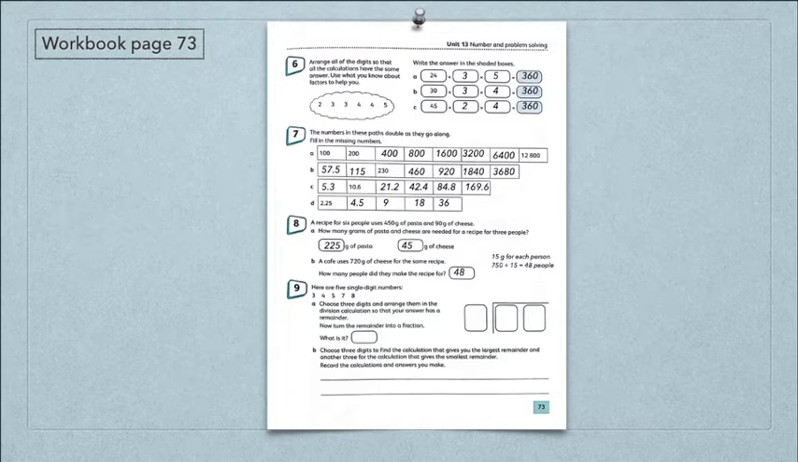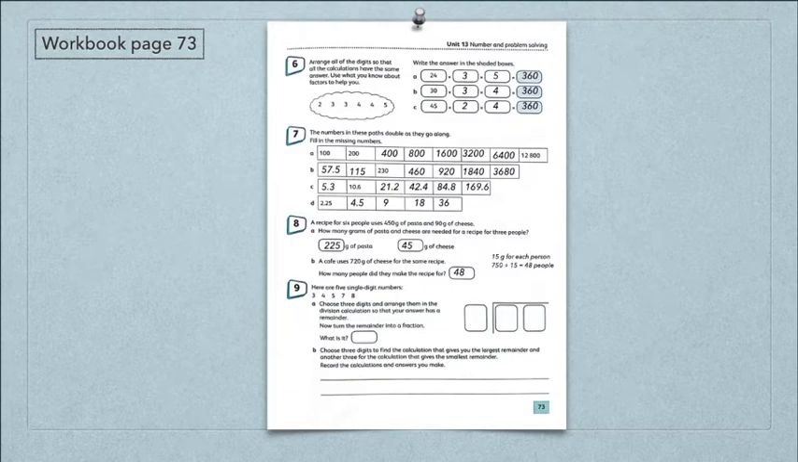Question number 3. Here are 5 single-digit numbers: 3, 4, 5, 7, and 8. A. Choose 3 digits and arrange them in a division calculation so that your answer has a remainder. Now, turn the remainder into a fraction.